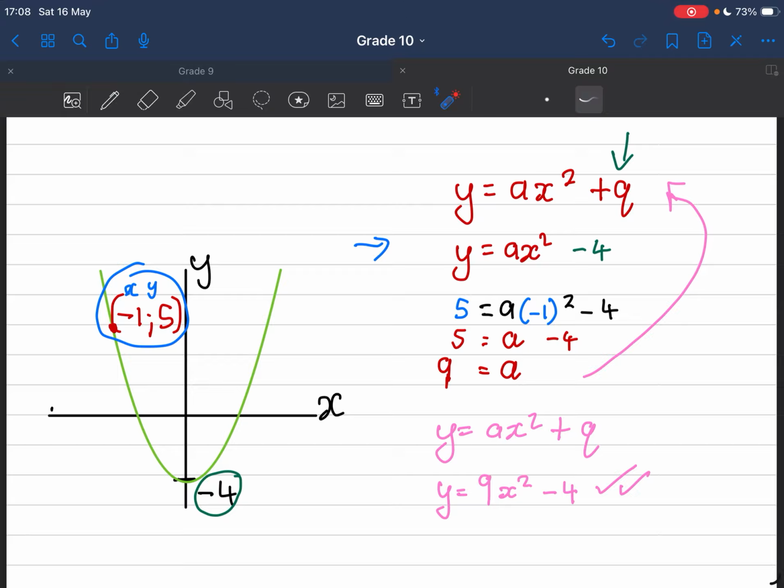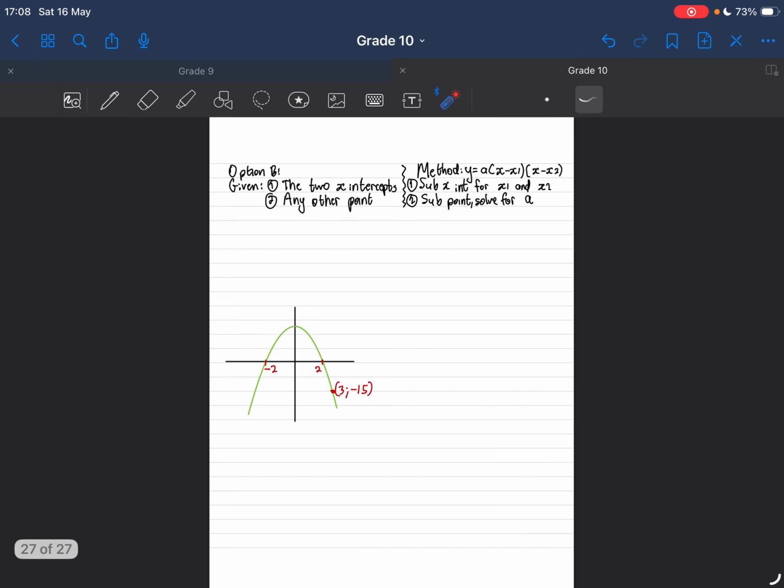So all we have to do is take our y-intercept, put it for q, take our coordinates, substitute them for x and y, and then solve for the variable a. Once a is found, put a and q back into the formula, and write your final answer. That's option A.